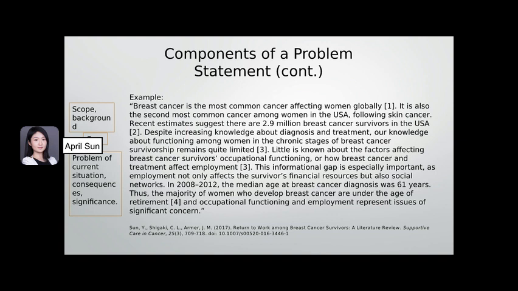Here's an example of a problem statement. The sentences at the beginning describe the scope and background of the study population, followed by indicating the gaps in current knowledge and the significance or need of the missing knowledge. The problem statement is a prelude for the purpose statement.